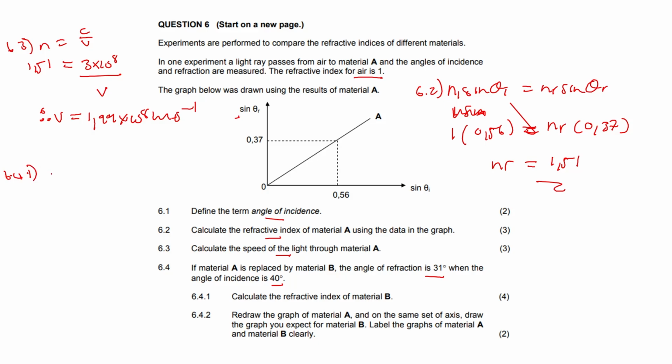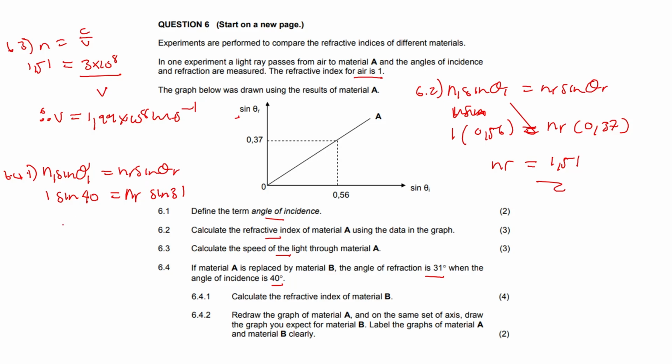6.4.1. We use our trusty formula that we have to write down. Angle of incidence, angle of refraction. Remember, the i stands for incidence and the r stands for refraction. So they want material B. So we have air. We still have air. So that is still 1. Sine incidence is 40. We don't have the refractive index of material B. So that's the unknown. But we do have the angle of refraction, which is sine 31.